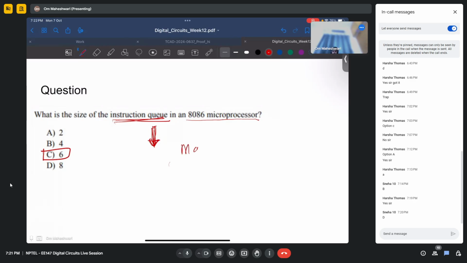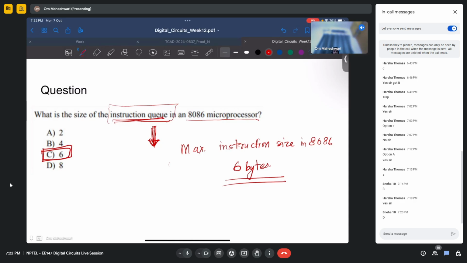The maximum instruction size in 8086 is 8 bytes. Sorry, 6 bytes. The maximum size of an instruction in 8086 is 6 bytes. So the size of the instruction queue is 6 bytes, so that it can store the maximum sized instruction also.